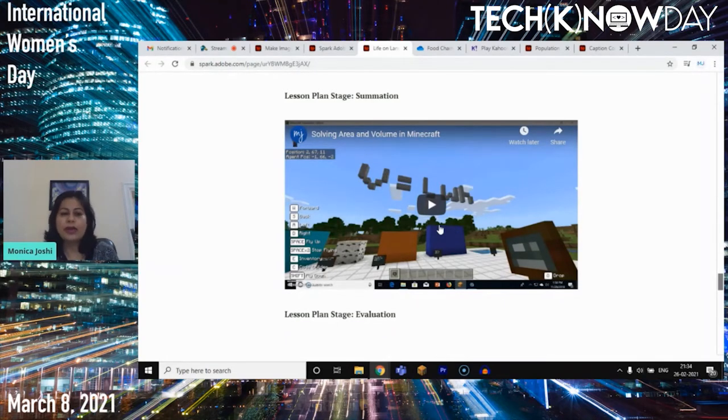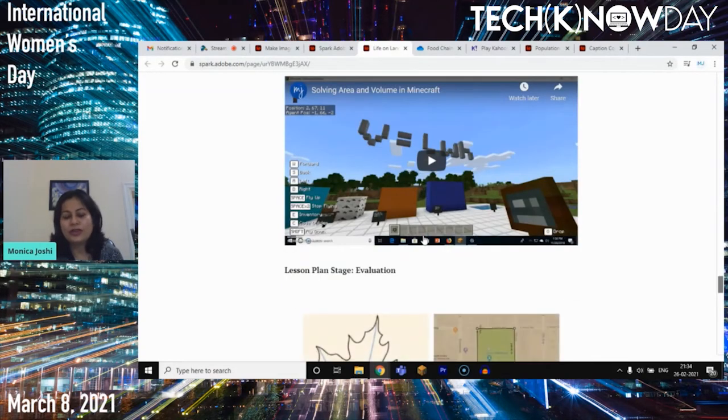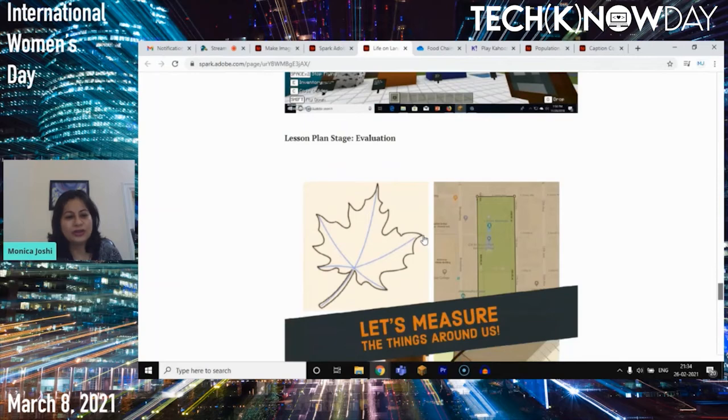And to your surprise, I used Minecraft for taking their test, in the sense of evaluation. So when they're giving their test in Minecraft, they have no threat that, okay, I'm going to be judged. They are playing, and at the same time they're answering the questions also. And it's so much fun when children enjoy giving their evaluation. So this is also one of the examples.